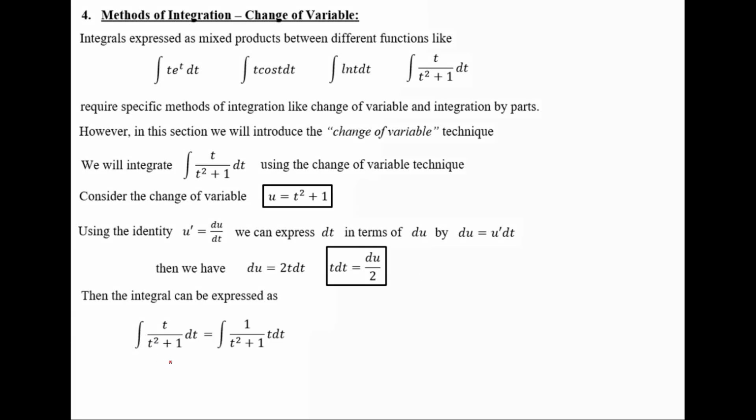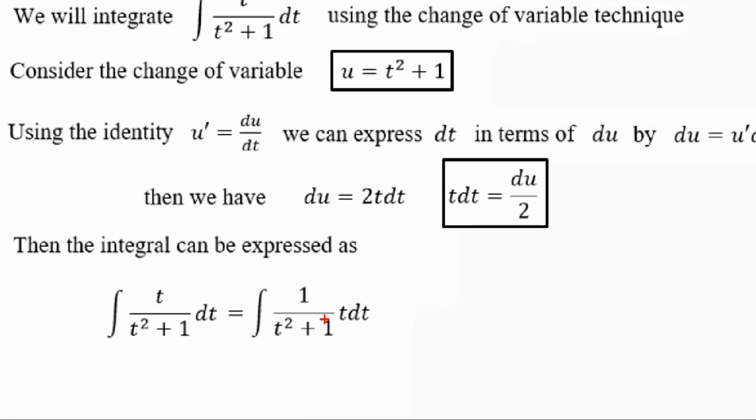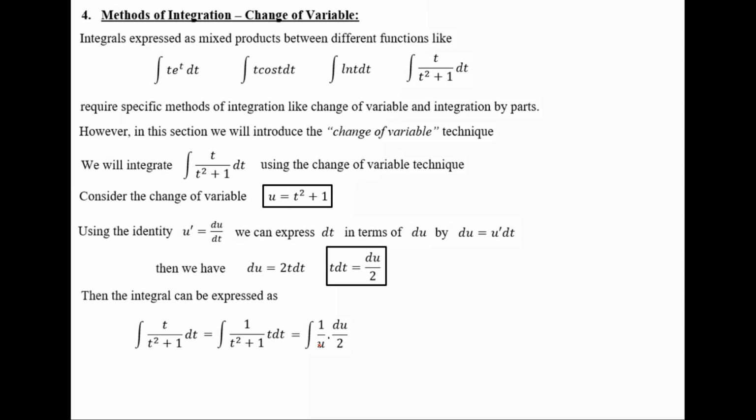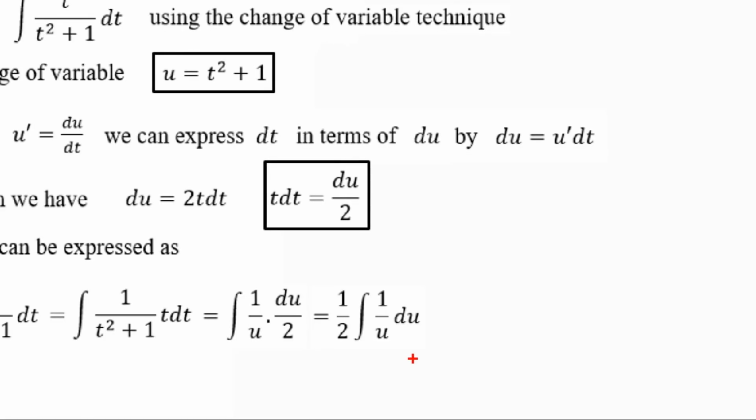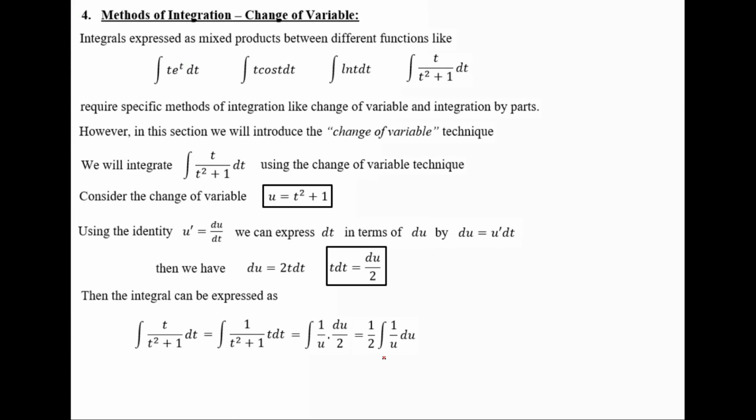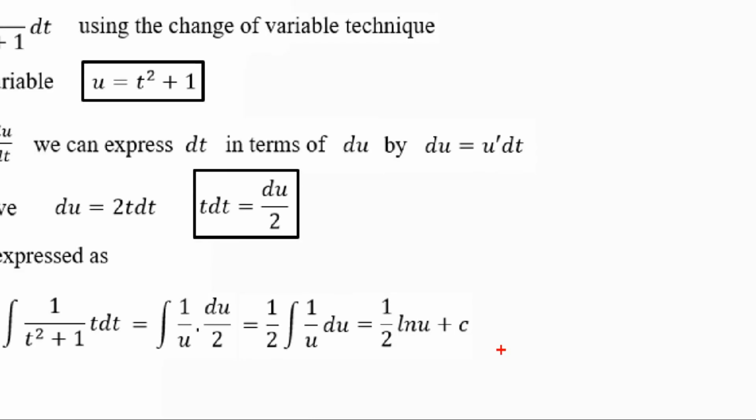Now here, I have taken t out of the fraction, that would be 1 over t squared plus 1, times t dt. We know that this is u, and that would be du over 2. Then we have a coefficient which is half, which can be taken out, and we're left with half integral of 1 over u du. And we know that now we can integrate safely, because everything is parameterized by u, and the integral of 1 over u is given by ln u, and here we don't forget the constant.